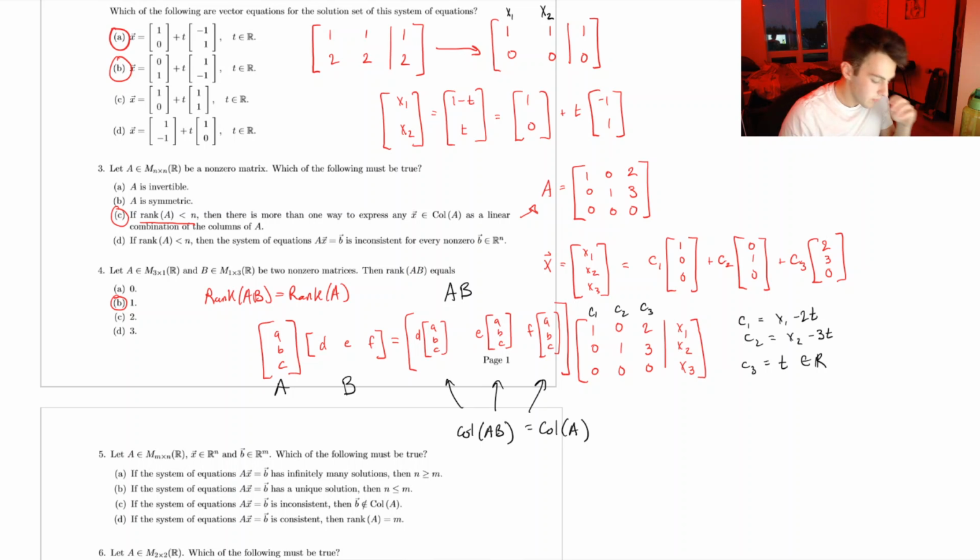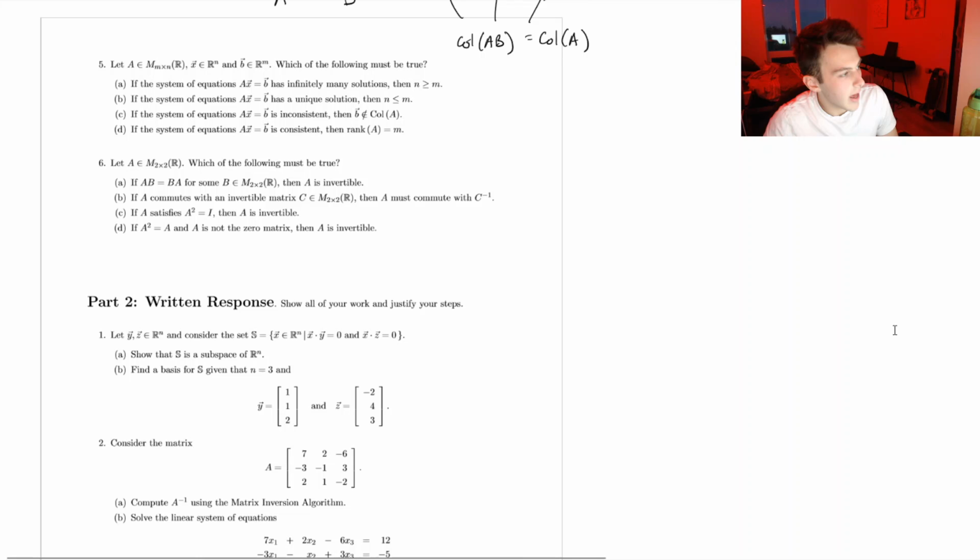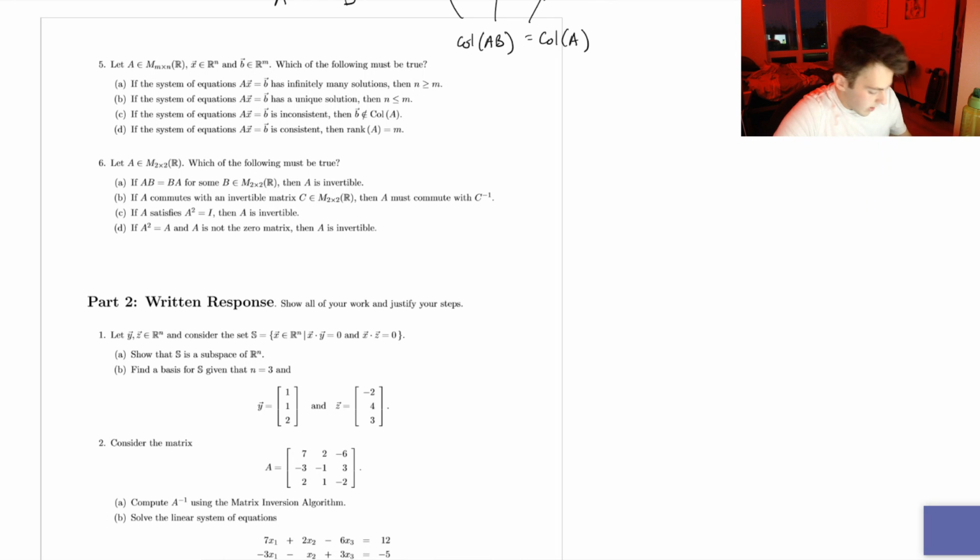Question 5. Let A be an m by n matrix where x is in R^n and b is in R^m. Everything's normal here. Which of the following must be true? So 5a: if the system of equations Ax equals b has infinitely many solutions, then n must be equal to or greater than m.